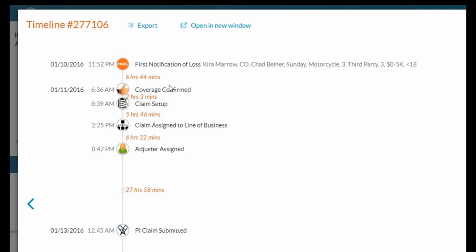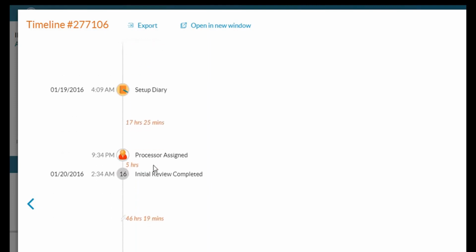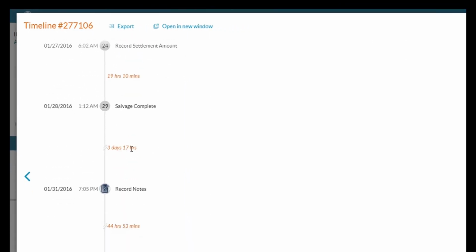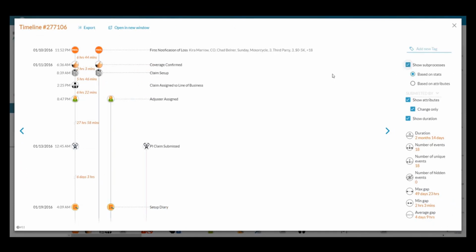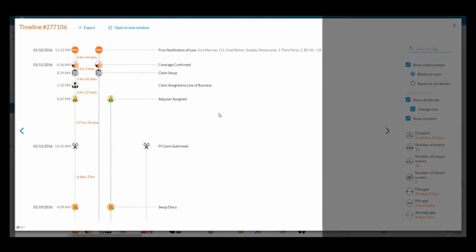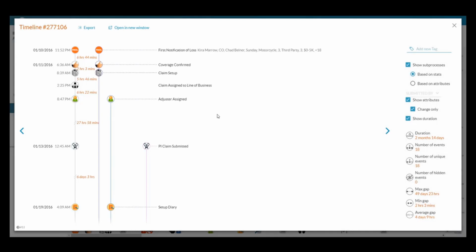claim. We can see when first notice of loss has occurred, when coverage and liability is confirmed, an adjuster is assigned, and so on. Now, if I turn on the sub-processes, what's going to happen here is these additional columns to the right, the tool has automatically figured out by analyzing specific patterns in this data set as to which things are most commonly done together or as mutually exclusive steps.